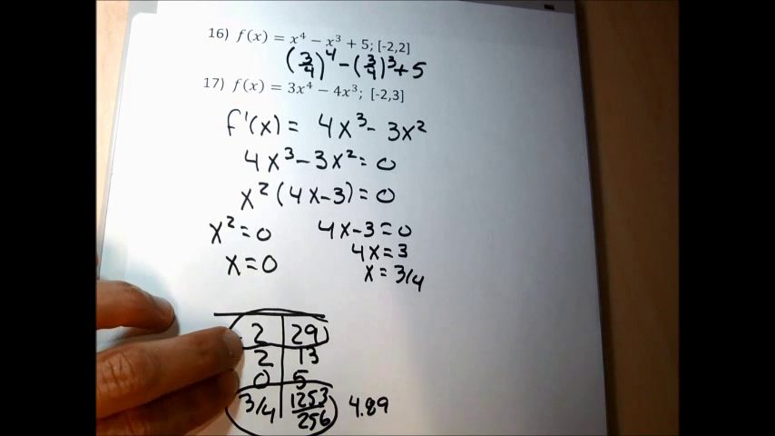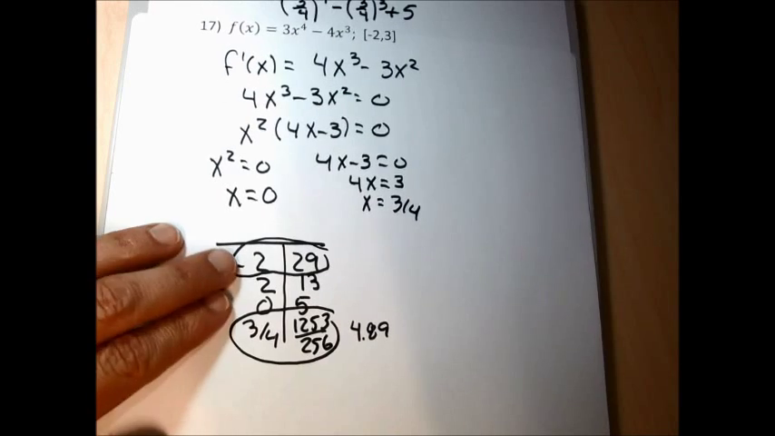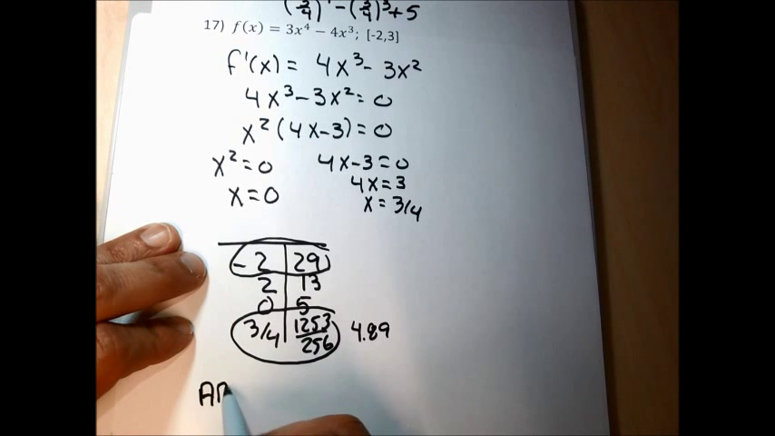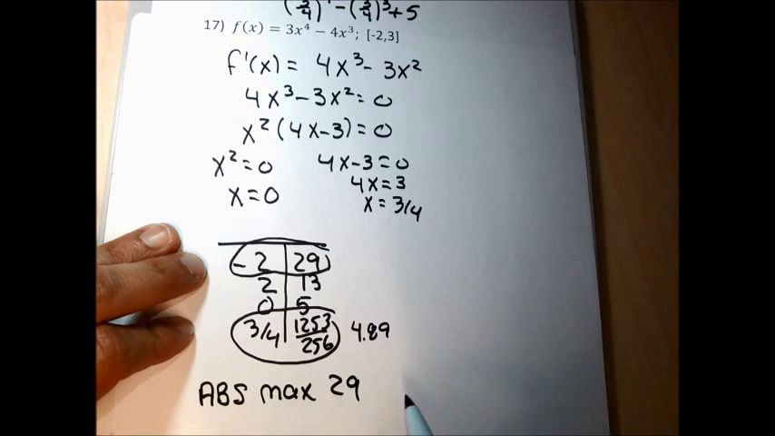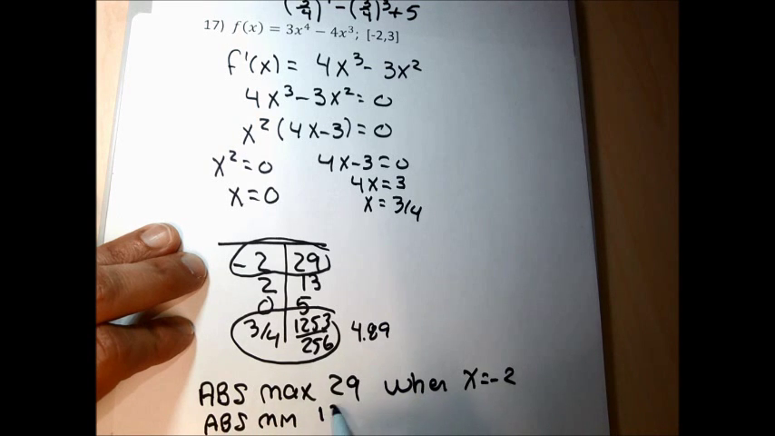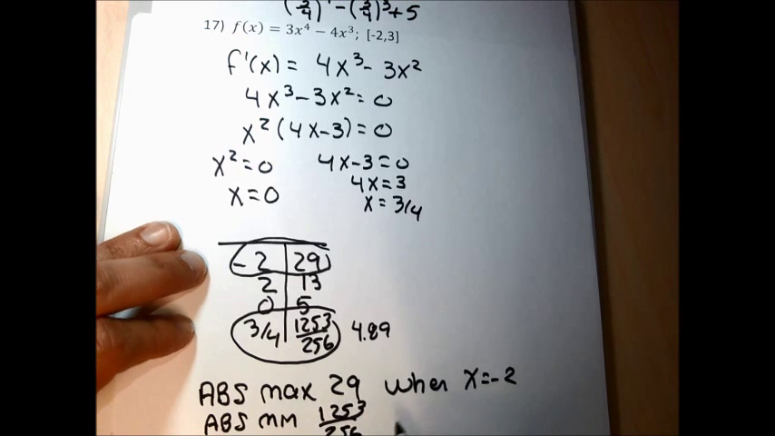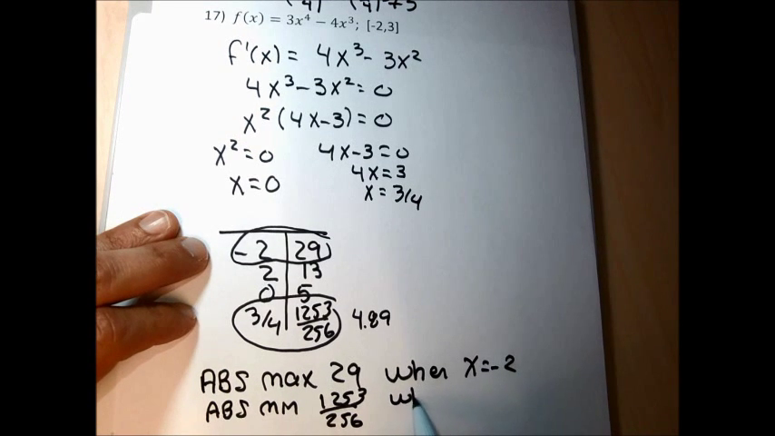The 5 and the 13 aren't the biggest nor the smallest y value, so they don't get included in my answer. So for my answer, I have an absolute max of 29 when x equals -2, and an absolute min of 1253 over 256 when x equals 3/4.